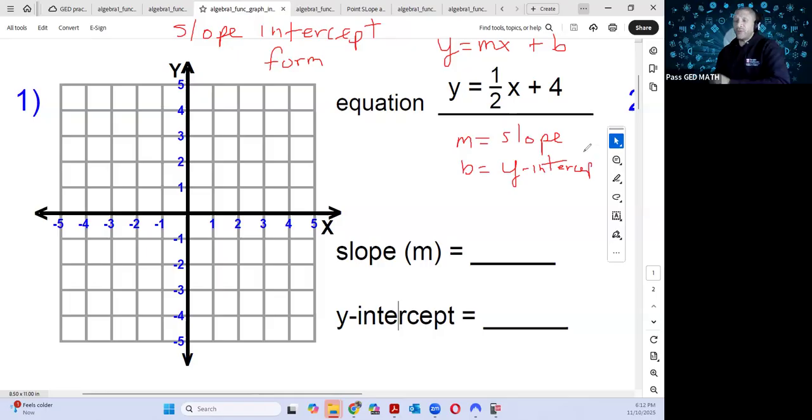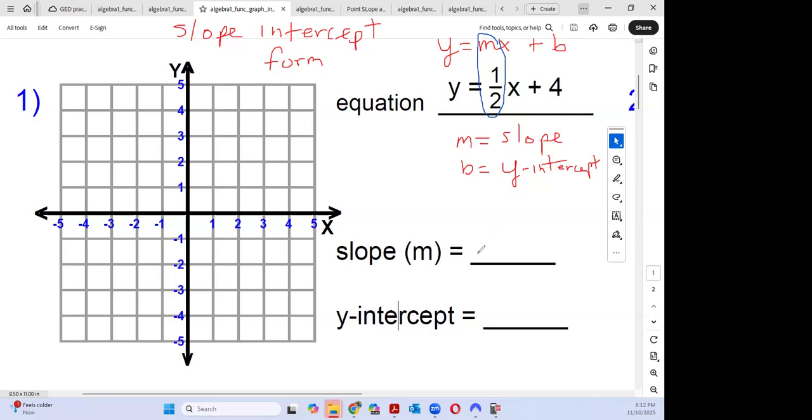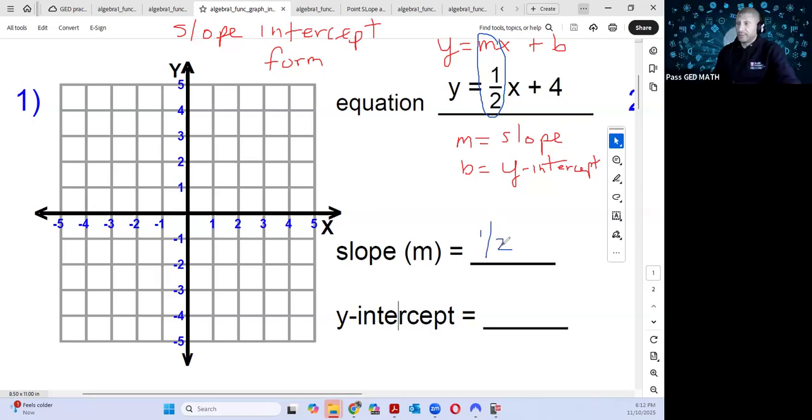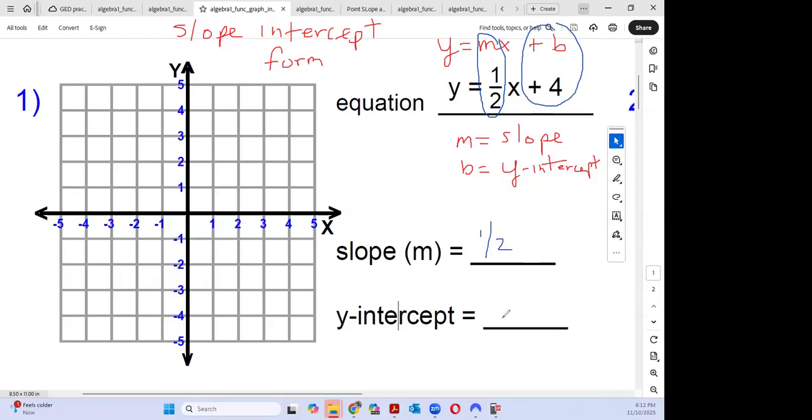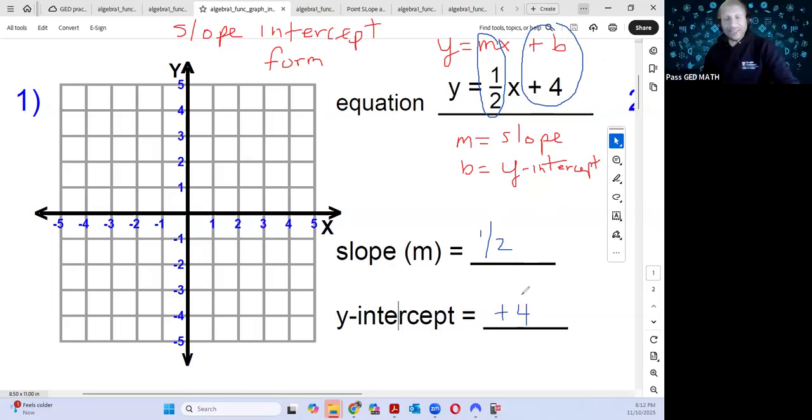Okay. So if you know the form is slope-intercept form, y equals mx plus b, and you know the m is the slope, then my m, which is the slope, is what's in front of the x. So my slope for this equation is what? 1/2. It's that easy. What's my y-intercept? 4. That easy. You should be able to identify the slope and the y-intercept just by looking at it.